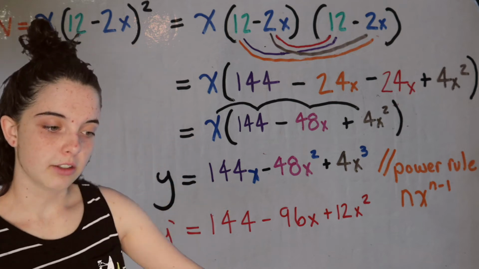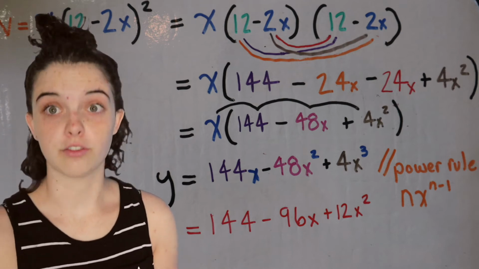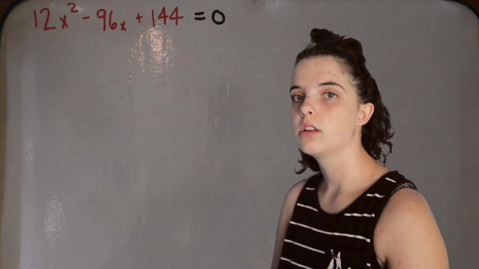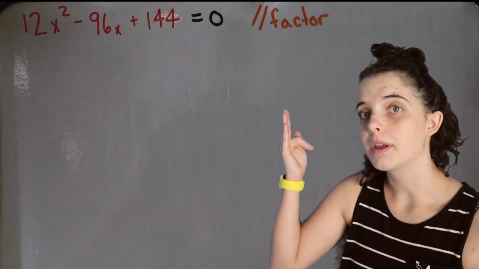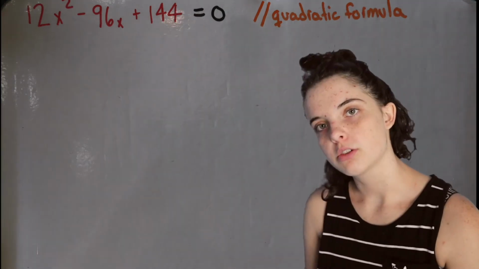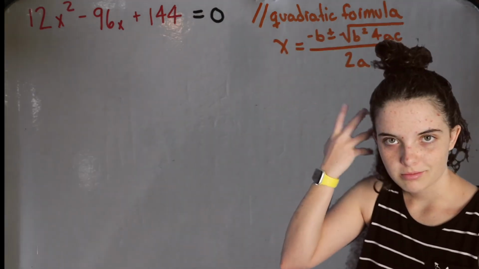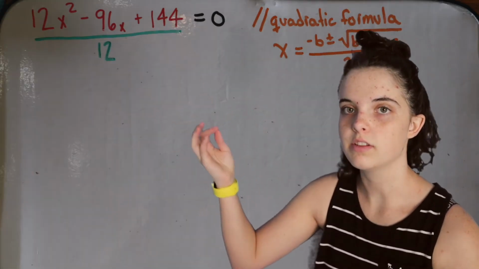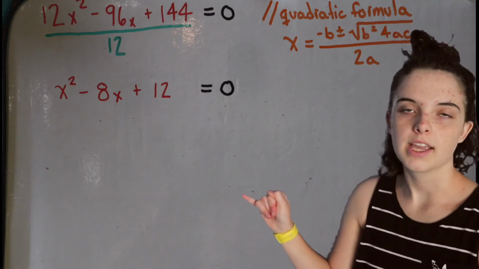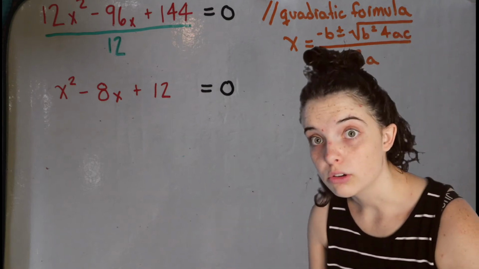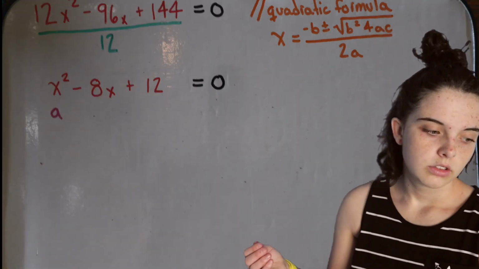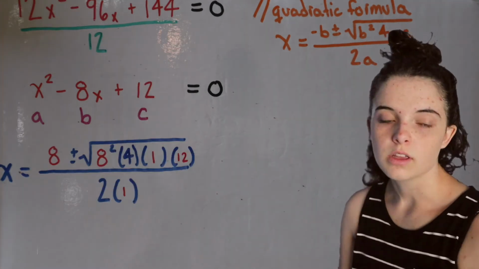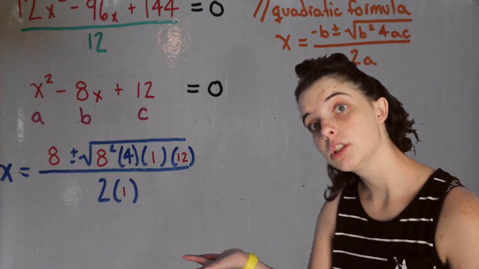Now we need to set it equal to 0, because we need to solve for x. Now, we need some more room. So here is the equation, and in order to do this, we can either factor, or we can use the quadratic formula. I'm doing the quadratic formula for this one. But we can divide all of it by 12, because all of it is divisible by 12. And we get x squared minus 8x plus 12 equals 0. Now we can do the quadratic formula on this. So x squared is a, 8x is b, and 12 is c. Then we plug it into the equation and simplify.